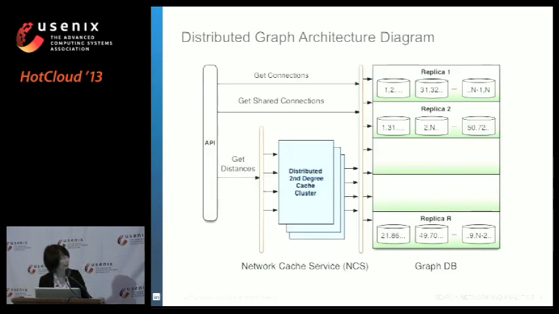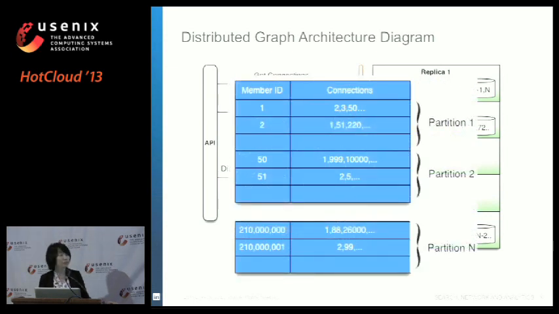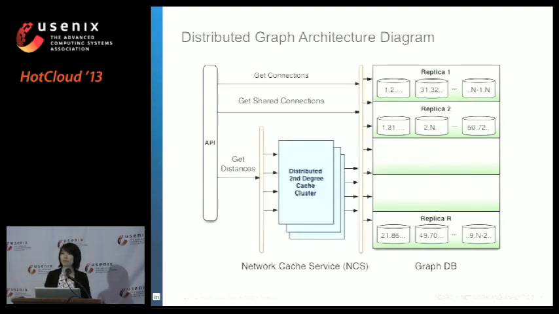So here's an architecture diagram of our backend graph. Essentially, this is a two-tiered system. At the very back end, we have the graph storage layer, which we call GraphDB. Internally, we use an adjacency list to represent the graph. Because we are storing more than 225 million members and their connections, this data is too big to fit into one physical machine, so we partition it into a fixed number of partitions. Several of these partitions are co-located on one physical machine, and we have multiple replicas for each graph copy in our system.